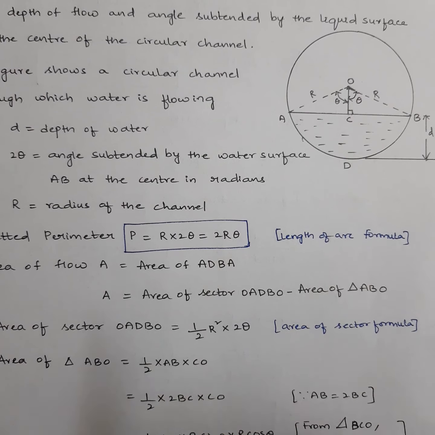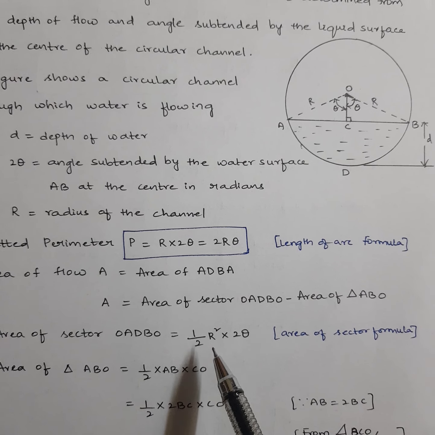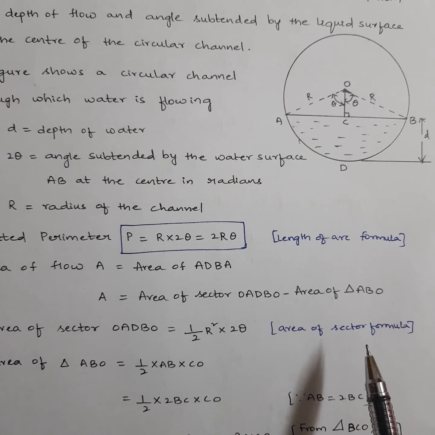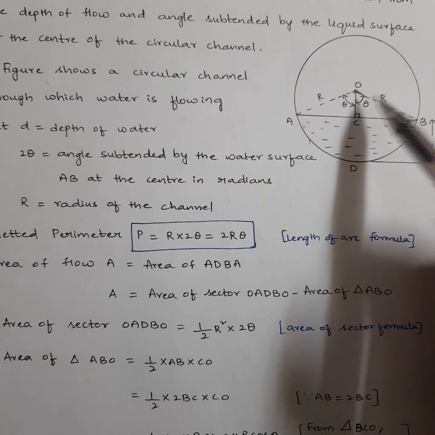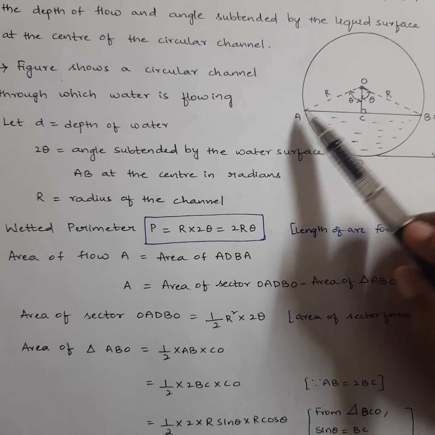Don't forget that. So area of sector formula: half into r square into theta, half into capital R square into, in the place of theta put 2 theta, angle at the center. See, I have written for you area of sector formula. I am ready with area of sector formula. Next let me calculate area of the triangle OAB.